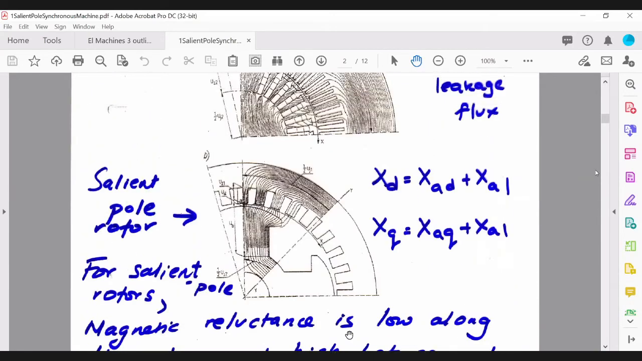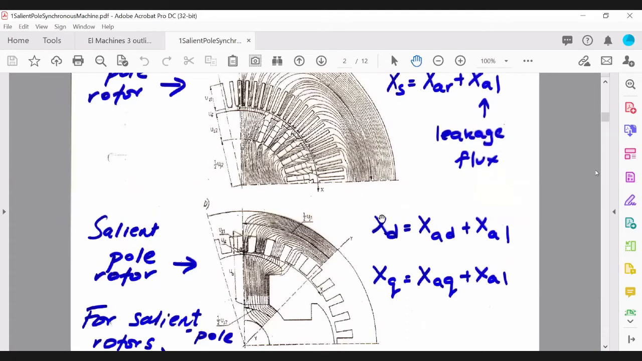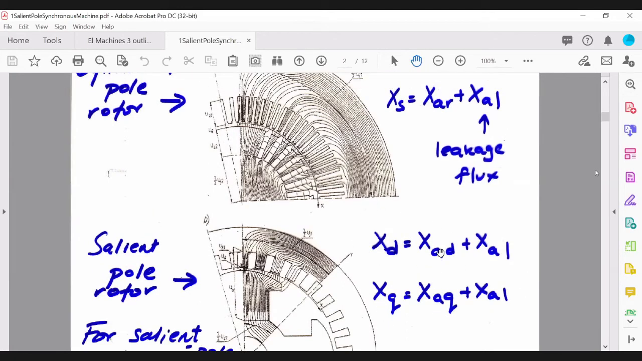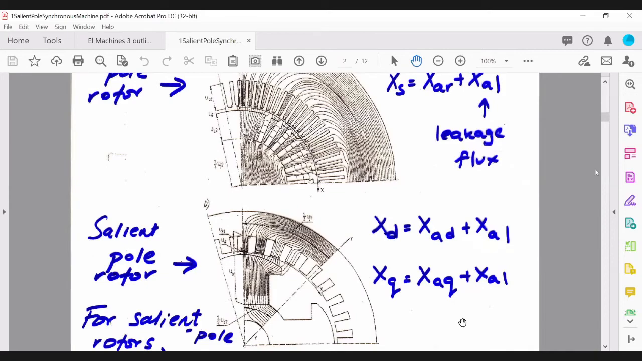So now, instead of having one component, you will have two components, right? And obviously, the d-axis and the q-axis values are different because your reluctance is different. Okay, so XAD and XAQ will be different, right? And also the leakage reactance will be different in each case.